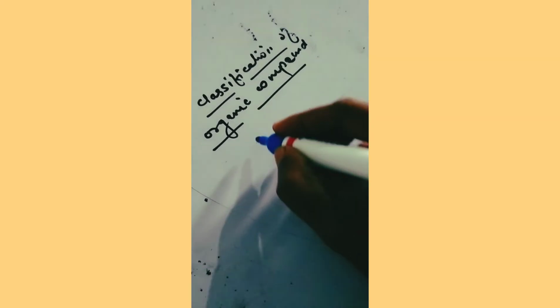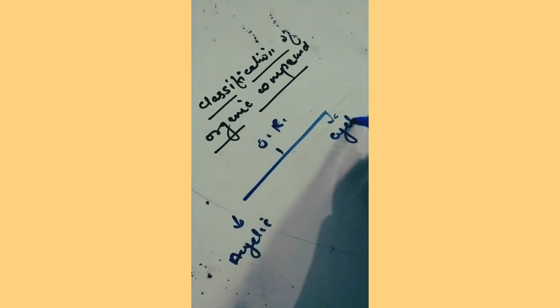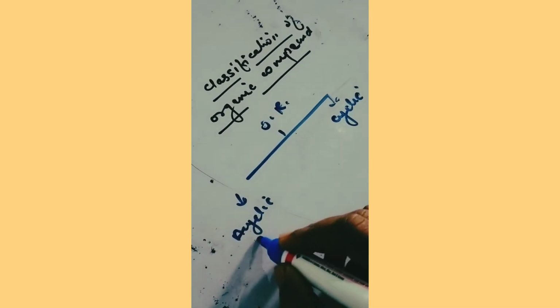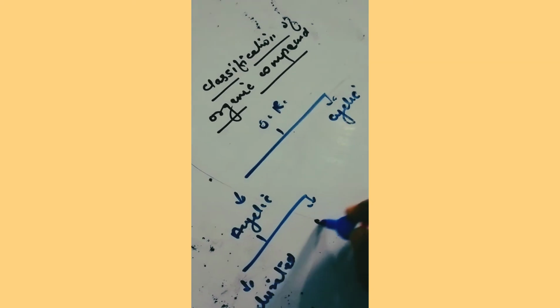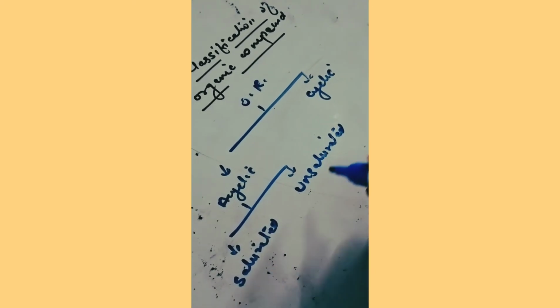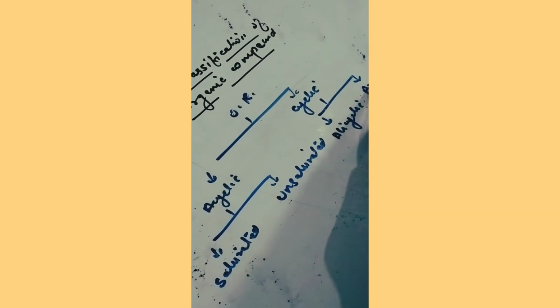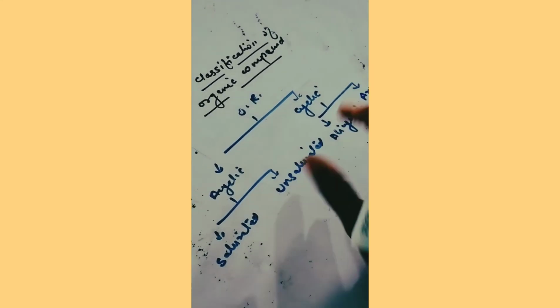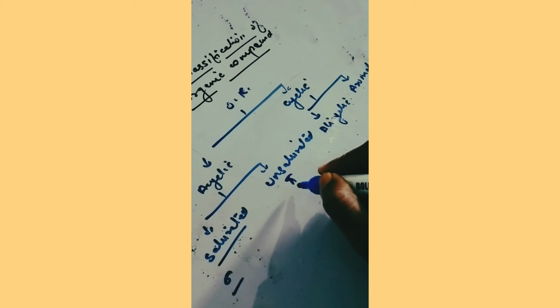Next, organic compounds can be classified into two forms, one is acyclic and one is cyclic. Acyclic is further divided into either saturated or unsaturated. We discussed saturated and unsaturated earlier. Cyclic compounds may be of two types, either alicyclic or aromatic. Saturated means only single bonds are present, that is, sigma bonds. Unsaturated means one or more pi bonds are present.